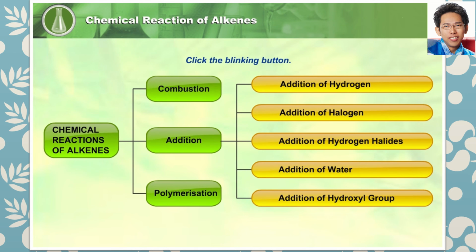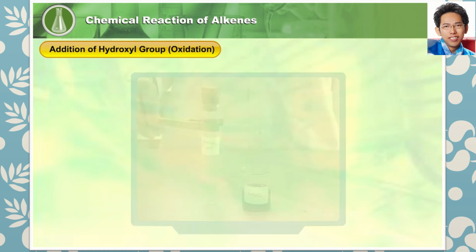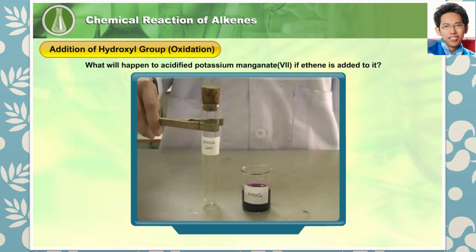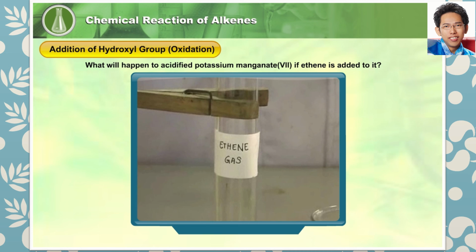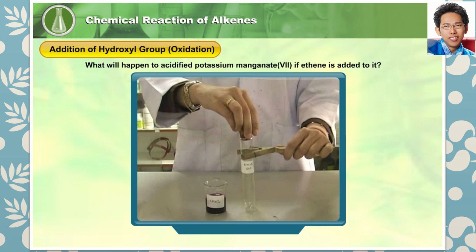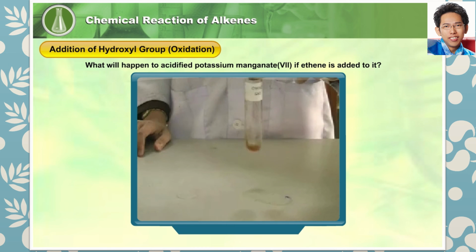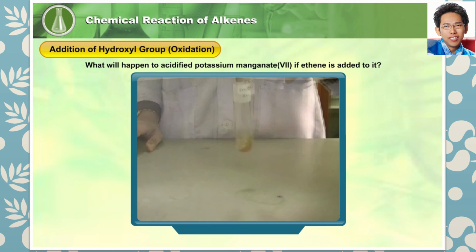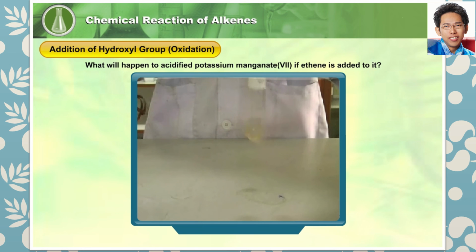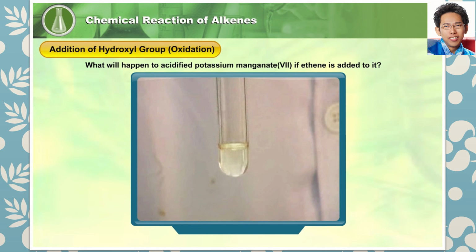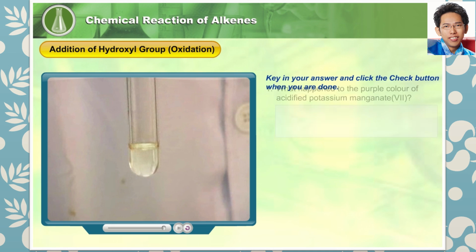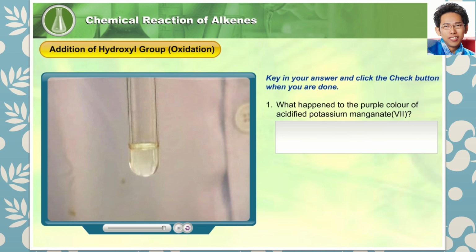Click the blinking button. Let's take a look at what will happen to acidified potassium manganate(VII) if ethene is added to it. Watch this video. Now, answer this question. Key in your answer and click the check button when you are done.